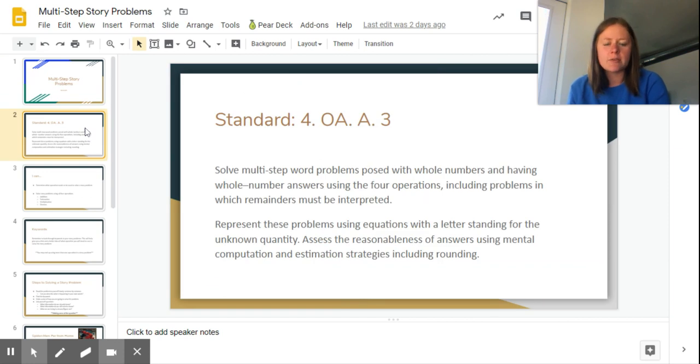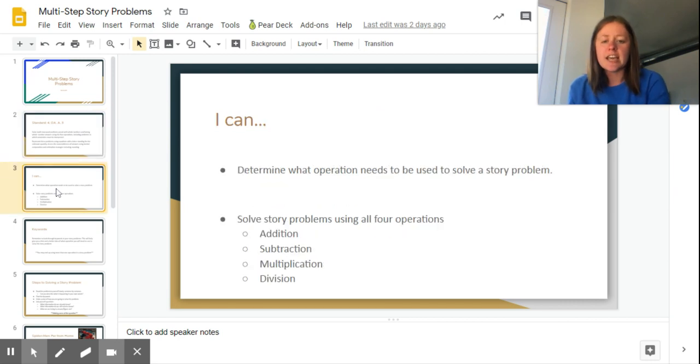So our standard is the same that we've been using. It's just solving multi-step word problems with different whole numbers and using the 4 operations, which include addition, subtraction, multiplication, and division. So today for our I can statement, it says that you'll be able to determine what operation needs to be used to solve a story problem. So sometimes you only need to use one operation, sometimes we need to use more than one. And so we'll get into that. And then the second part is solve story problems using all 4 operations like I have said and which are stated right there for you.